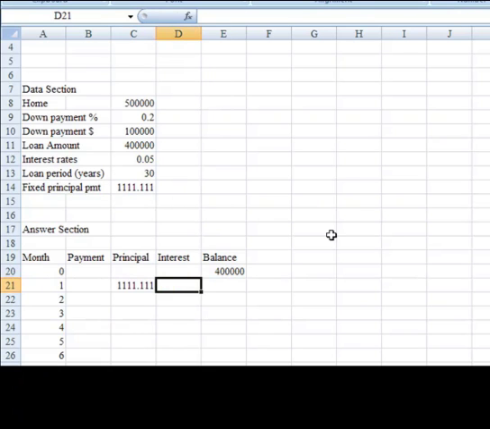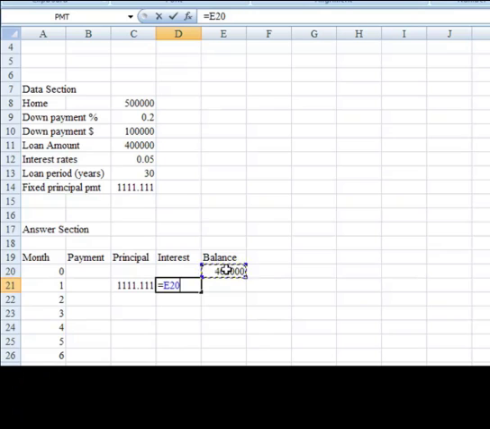Next, we need to determine how much interest should be paid for the first month. The way we determine interest is we take the principal, the amount outstanding at the end of the last month, and multiply it by one month's worth of interest. So I'm going to type equals, and pick up my balance, which is the prior month's ending balance. That can be purely relative, because if I copy it down to row 22, I want it to refer to the prior month's row 21 balance, and copy down, copy down.